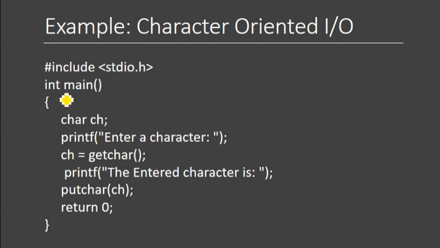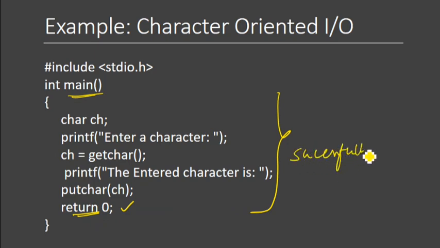Next, int main. The main function is where the program starts. Here we can write int main or void main. For example, I am writing int main. After successful execution of the whole program, the main function returns 0. Whenever main returns 0, that means the total program was executed successfully. That is the importance of int main.